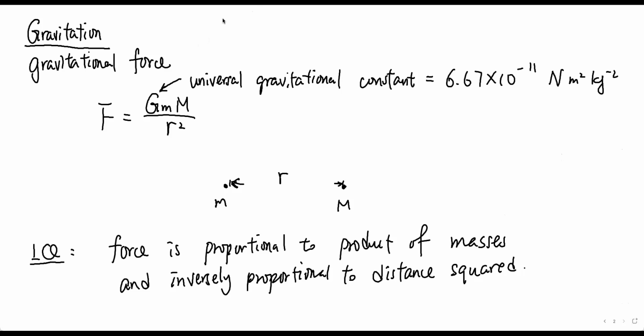Now let's move on. But remember that for this formula, these two objects should be two point masses. That means these two objects should be points. In other words, if these two objects are not points, you can't use this formula. Then it seems that this formula is useless because no object is a point.